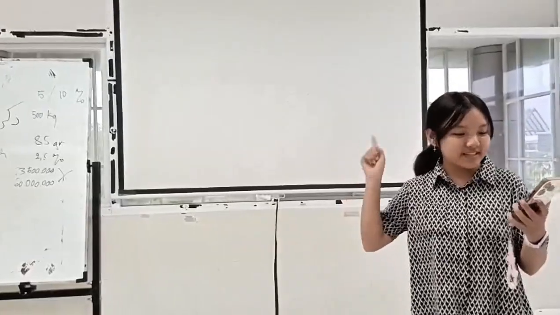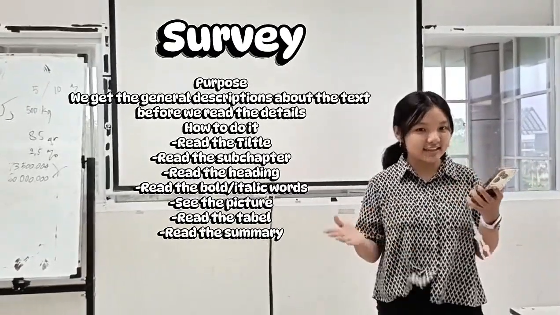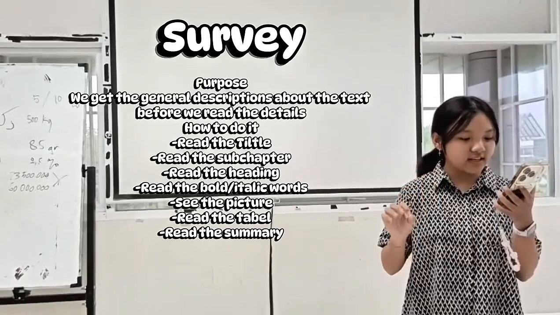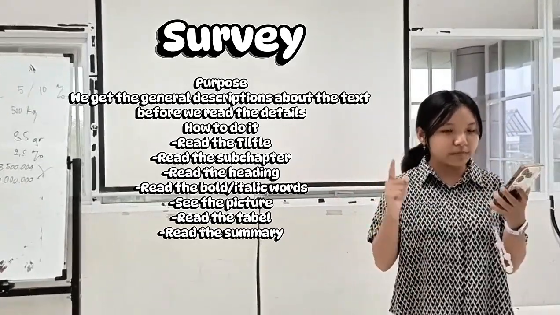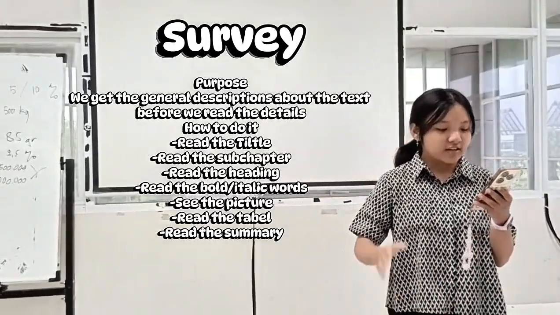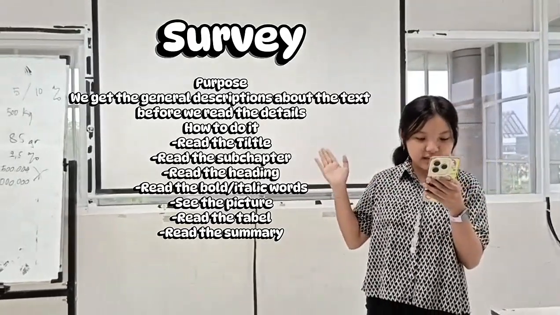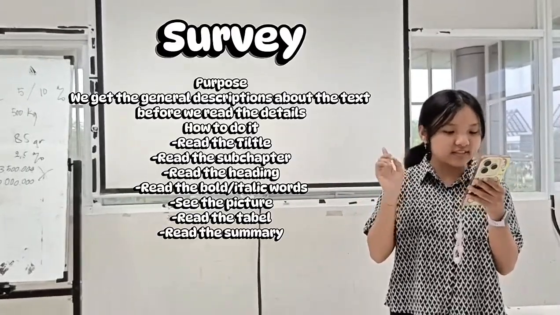The first step is survey. Here, you don't read the text in detail. Instead, you look over it quickly to get the general idea of what it's about. The goal is to prepare your brain with a big picture before diving into details. The purpose of this step is to get the general description of the text before we read the details.